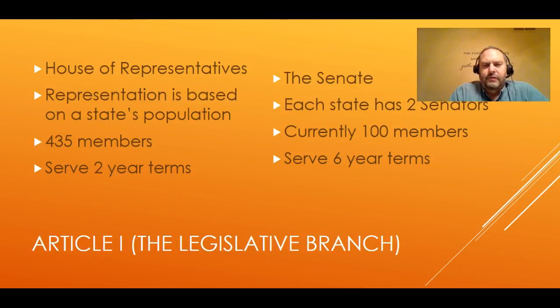The other house of Congress is called the Senate. Each state has 2 senators, and there are currently 100 members of the Senate because we have 50 states. This number would go up if we added more states. A senator's term is 6 years.